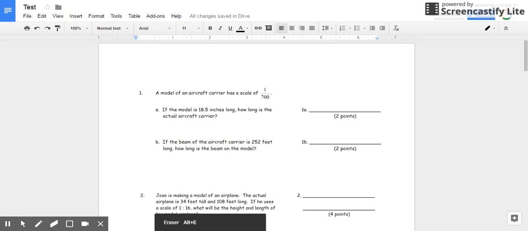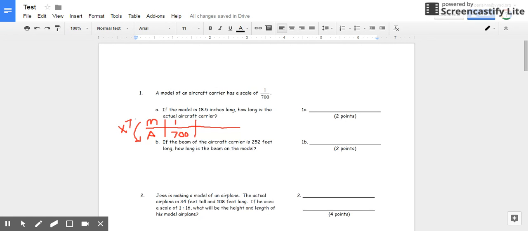So looking at question number 1, we need to make a table because we're dealing with scale factor. In the top, you should have your model. Denominator should be actual. So we're going to use our scale factor of 1 to 700. If we're going from model to actual, we're multiplying by 700. And if we're going the opposite way, actual to model size, we're getting smaller, so we're dividing by 700.